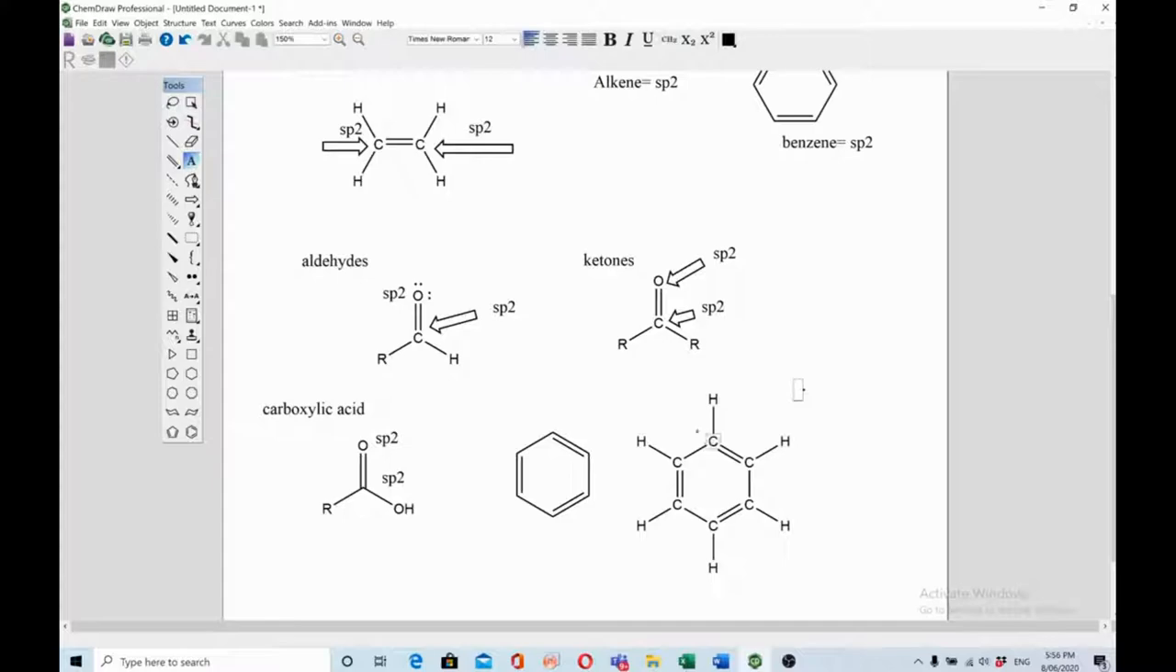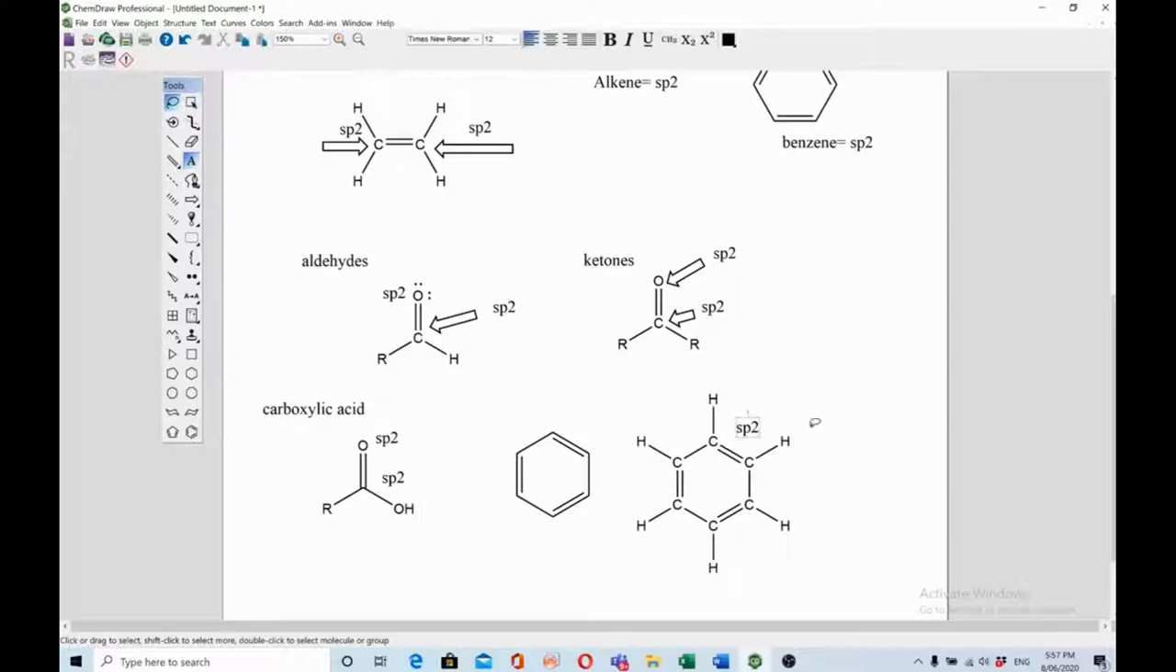How about this carbon? This carbon has made two bonds, a double bond with this carbon, which will be counted as one. Another bond with this carbon, this is the second bond, and the third bond with this hydrogen. So this is going to have sp2 hybridization.